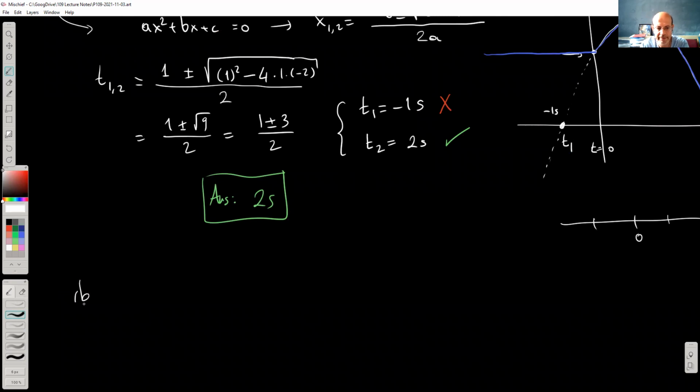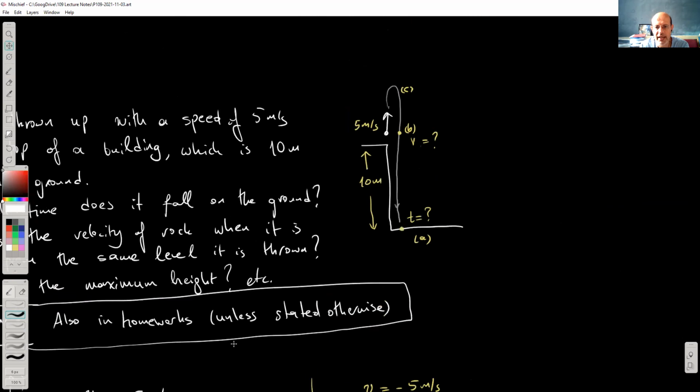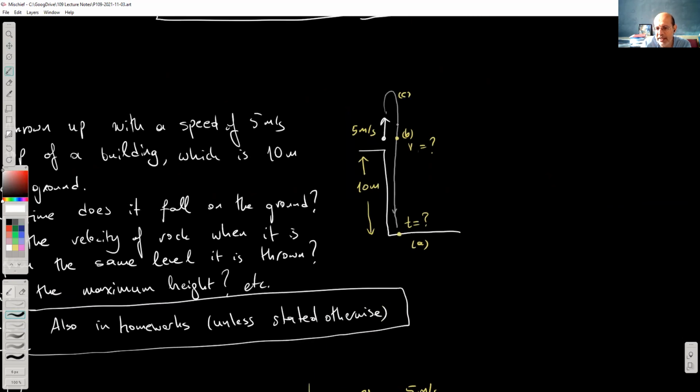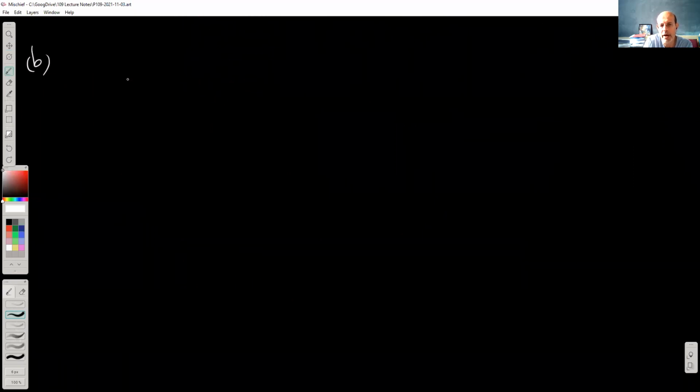Okay, part B. Part B is the question of like this one, sorry. When the rock is passing through the same level, what's the velocity? I have answered that question before, so I'm going to look at this from another point of view, all right? So part B, what's the velocity? Let's say velocity when the final position is equal to the initial position, which is 0. Okay, so that's the question.